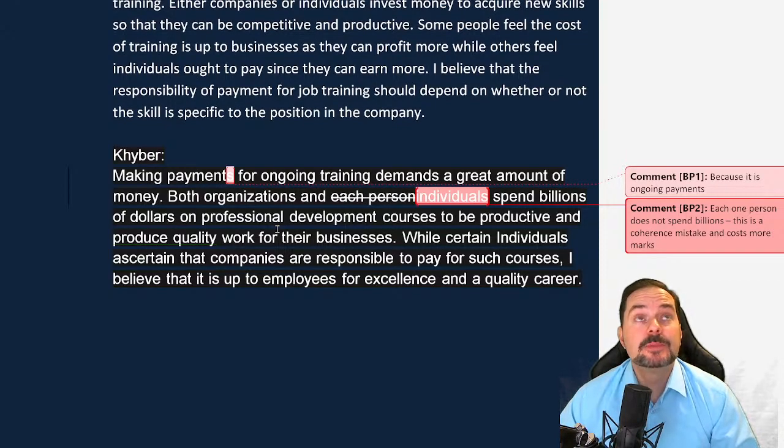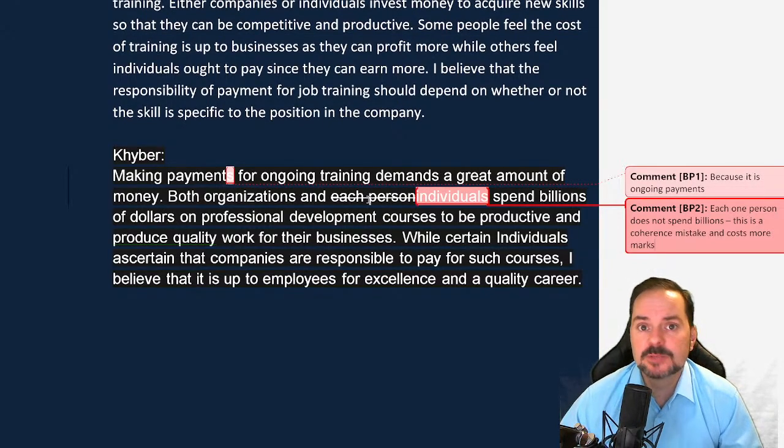Kyber, is a bigger mistake because you have the words each person, and this is a coherence mistake. It's like each one of us spends billions of dollars. It's easy to misunderstand this, and this is considered a coherence mistake. It's this kind of mistake that you have to be especially careful about, students, because coherence mistakes will drop the score of the essay, especially if there's multiple of them, because the examiner says, hey, this makes your communication confusing, okay?